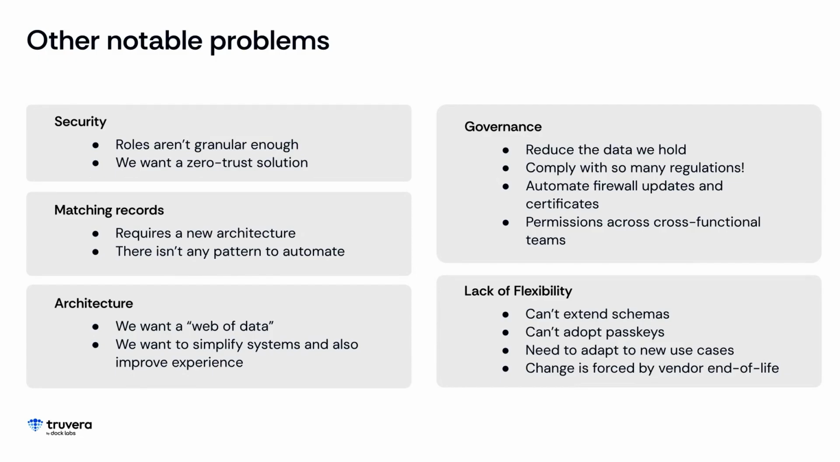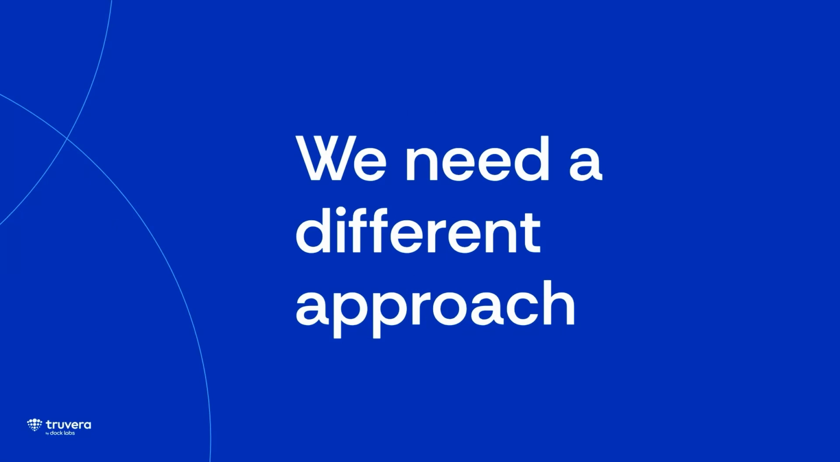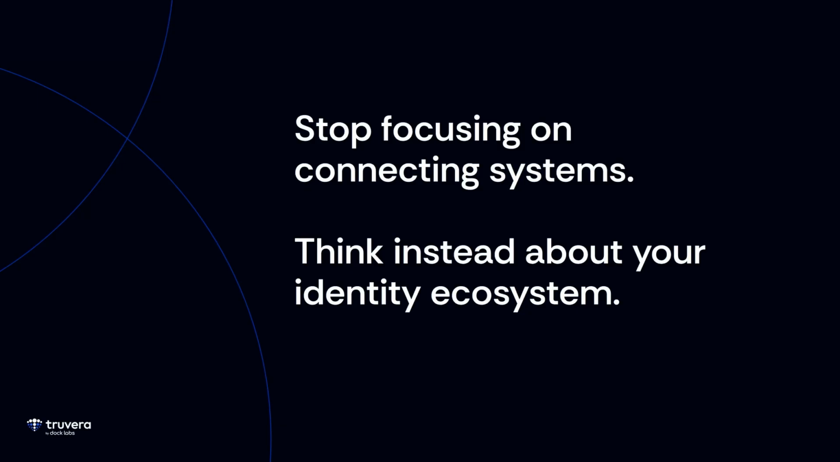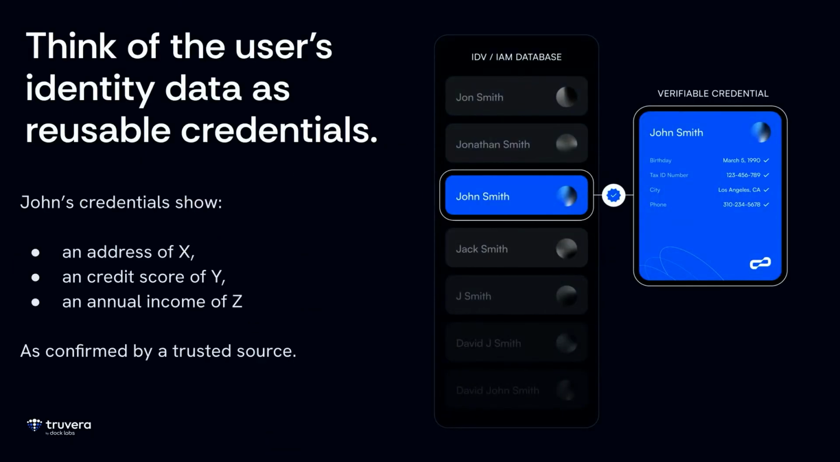So those are just some examples of challenges we've heard raised about existing federation-type IAM systems. Fundamentally, we need a different approach. Instead of focusing on connecting systems, we're going to think about an identity ecosystem. What are all the sources of data in your organization and where does it need to be reused? By packaging data as a reusable credential, instead of thinking of it as rows in a database, it becomes natural to see these credentials move between the sources of data and the consumers of data in your organization.